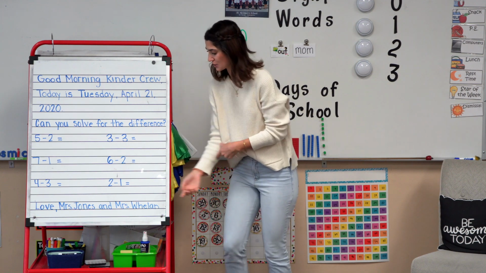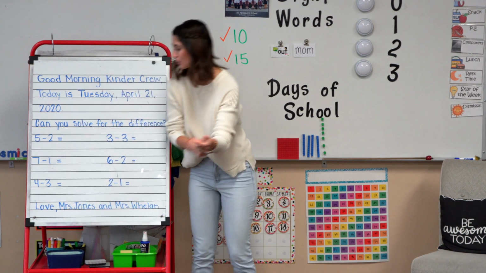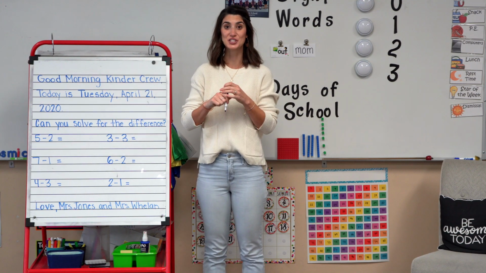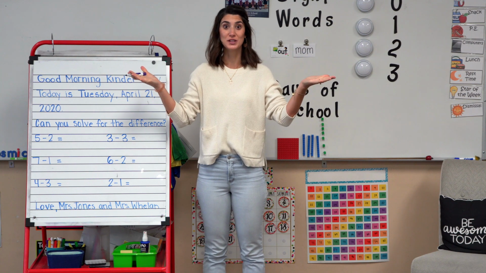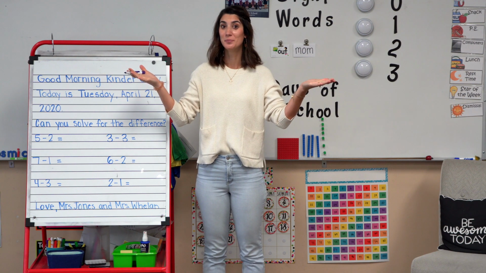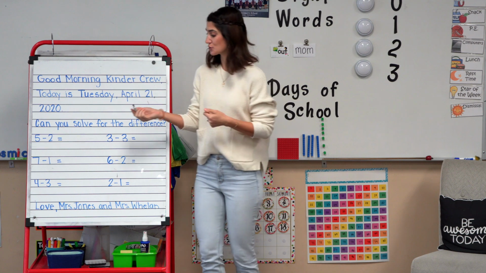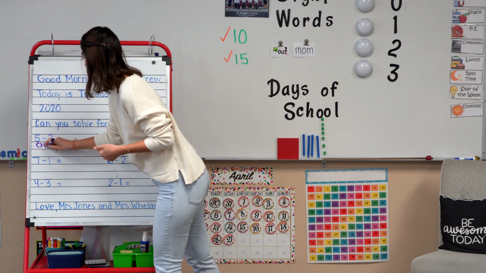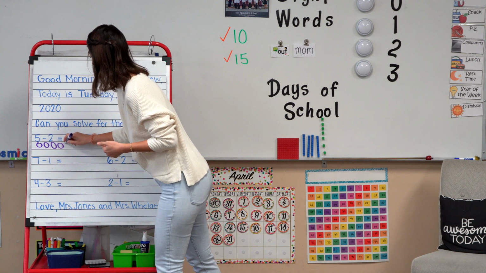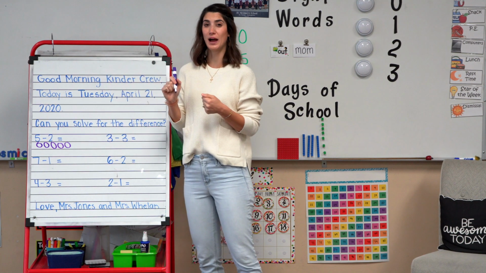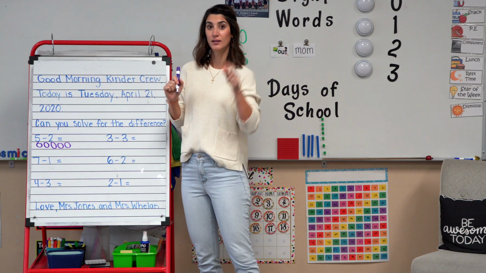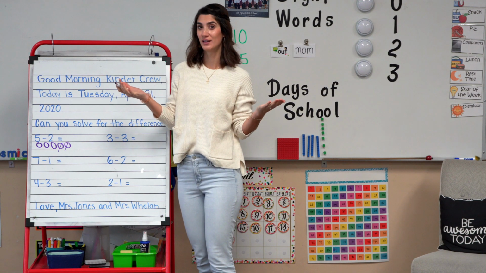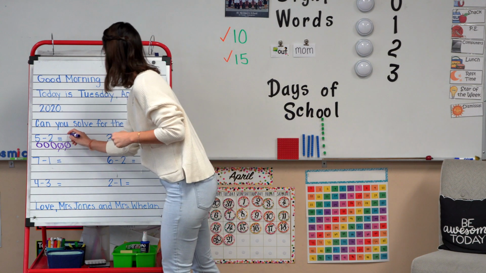All right, let's go ahead and look at our problems. Our first problem here is 5 minus 2. If you know it, you can shout it out. What's 5 minus 2? And you can also draw it. So I'm starting with 5, so I'm going to draw 5 circles. Minus 2. How many am I taking away? 2. So how many are left? 3. So my difference is 3.